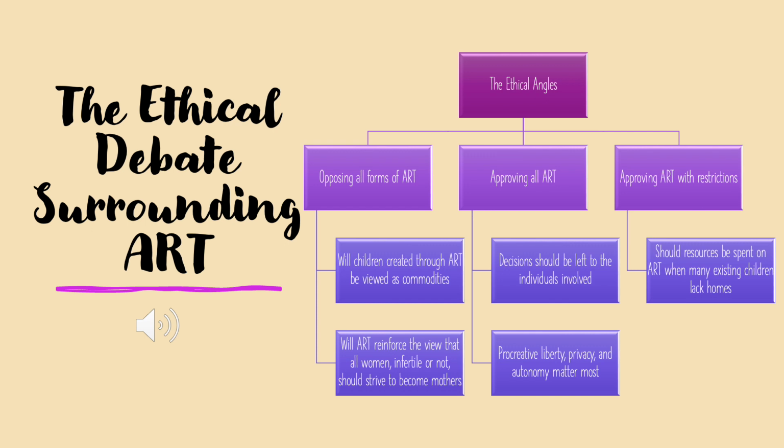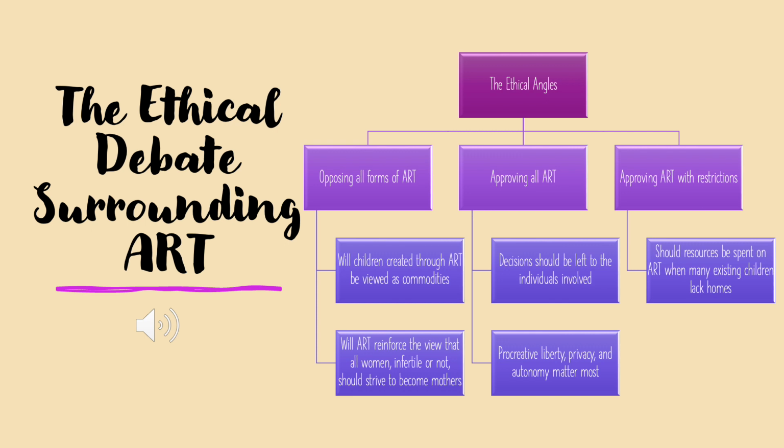Some individuals will approve ART with restrictions. And as I said about ART being when the body can't conceive a baby naturally, these individuals are usually approving ART in those cases, but are not approving ART when it is being used for specific selection. And we'll get to that on the next slide, but selecting embryos for specific traits.